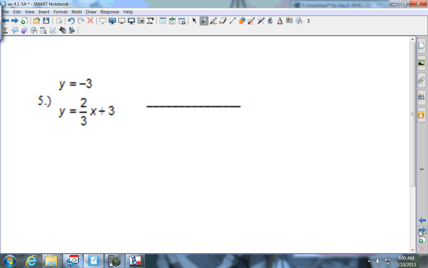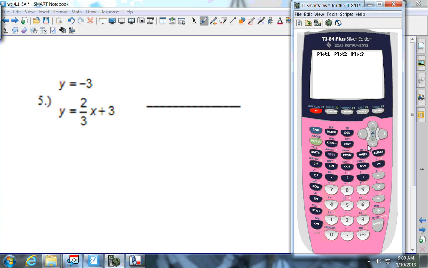Number 5, on the paper it says, using the graphing calculator, find the solution to the system. Okay, so we don't have to graph these, we just have to put them in the calculator. So let's go in here, and I'm going to put in y equals -3. Now let's remind ourselves what that looks like. There's no x in that, so that means it's just a horizontal line. So now I'm going to go down here to y2, I'm going to put 2/3 x plus 3, and let's press graph and look and see.